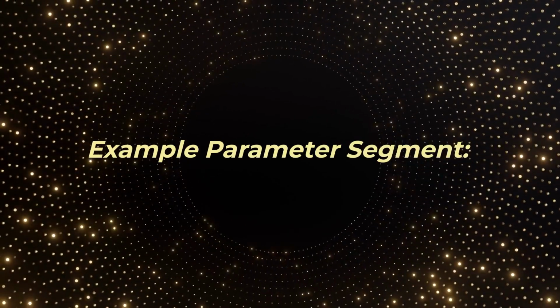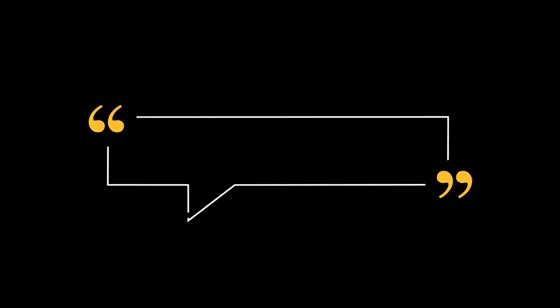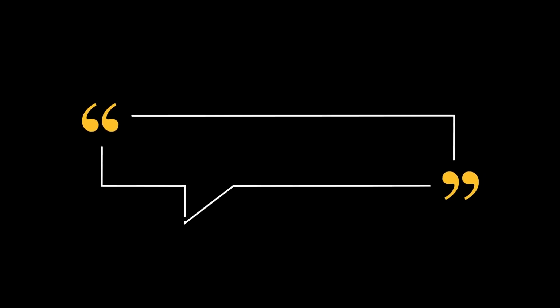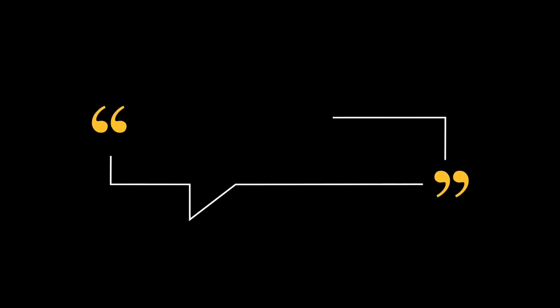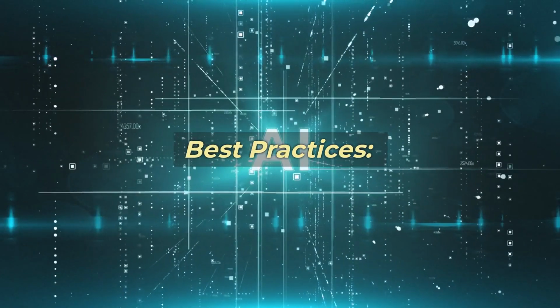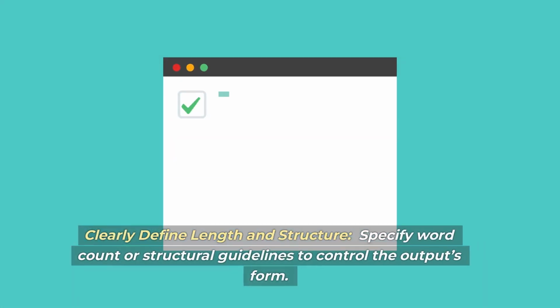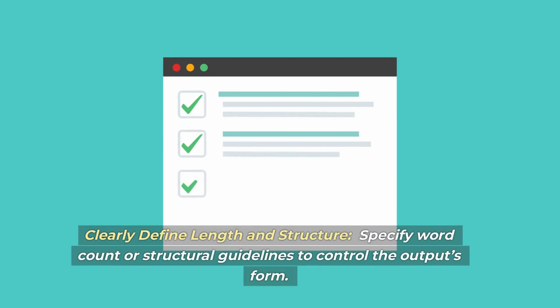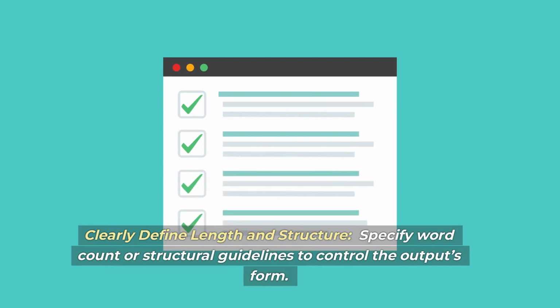Example. Parameter segment. Write a 300-word summary in a friendly tone, using bullet points for each key point. Answer in a formal tone with a 2-paragraph structure. Best practices. Clearly define length and structure. Specify word count or structural guidelines to control the output's form.